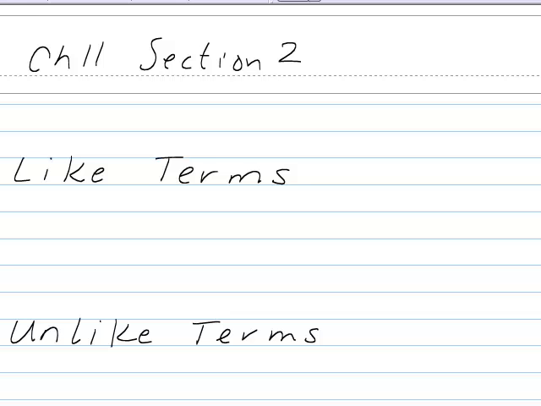Chapter 11, Section 2, Simplifying Expressions. First we'll define like terms. We remember that we already learned that terms are constants or variables combined together with multiplication or division.